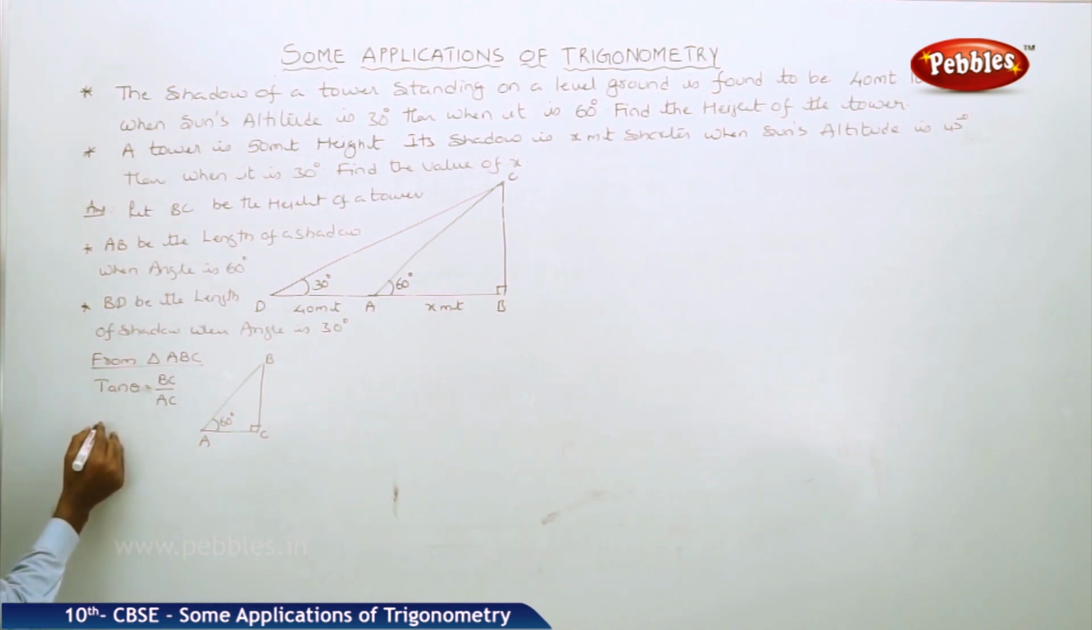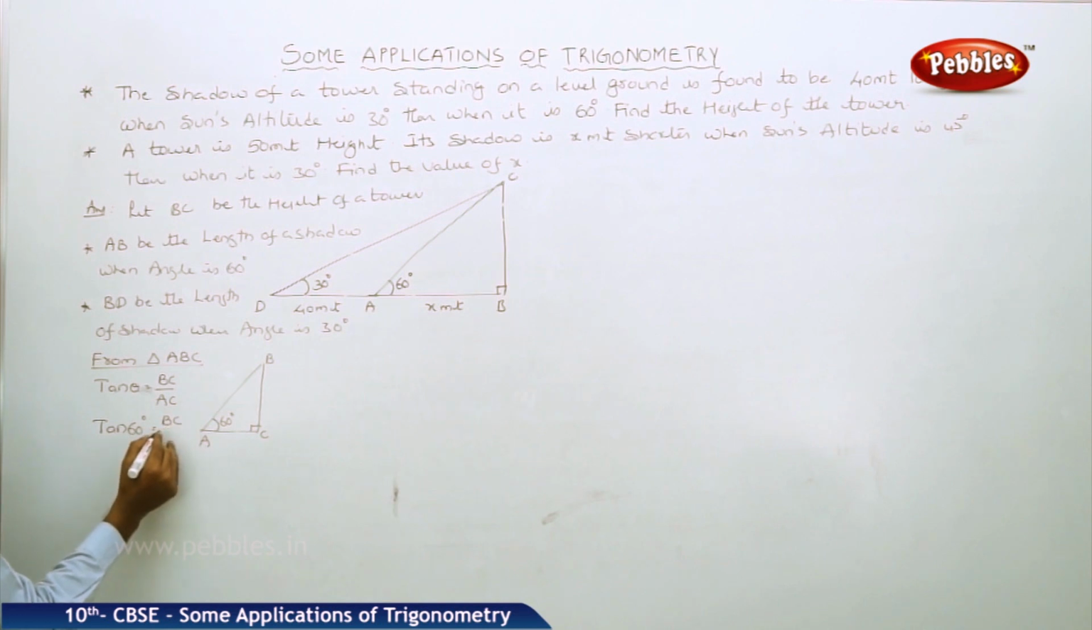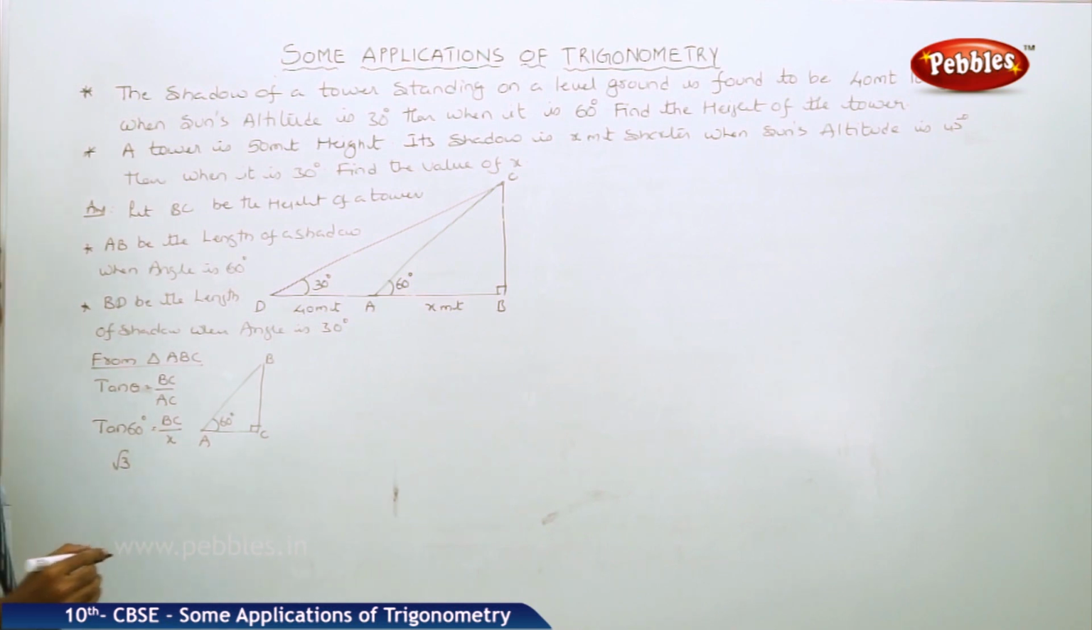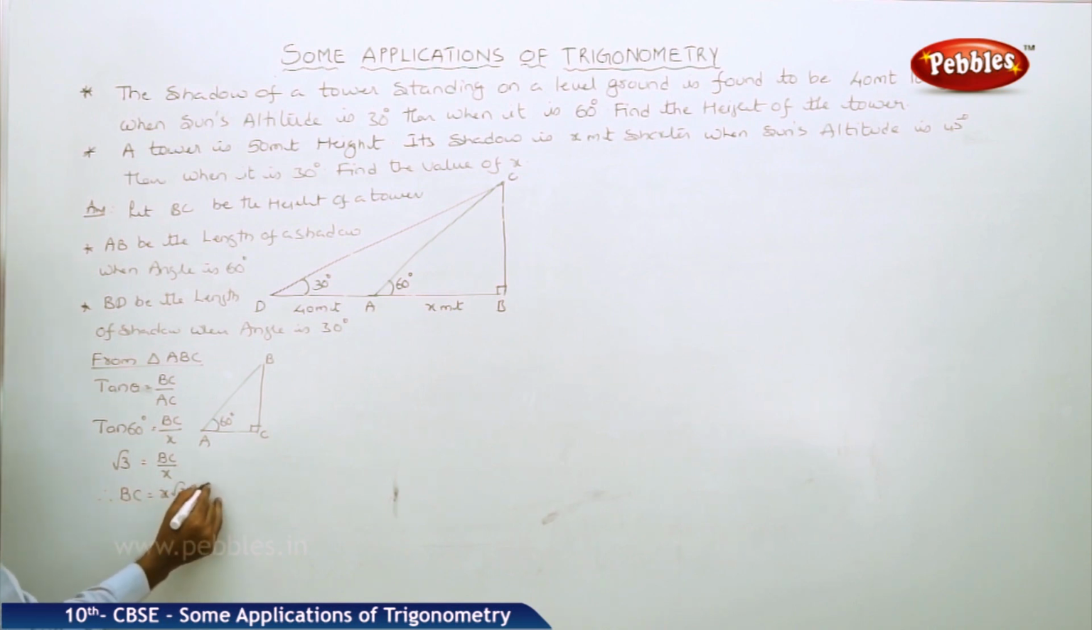That is tan theta. tan 60 degrees is equal to BC by X. Now we have to find out tan 60 is equal to root 3 is equal to BC by X. Therefore BC is equal to X root 3. This is equation 1.